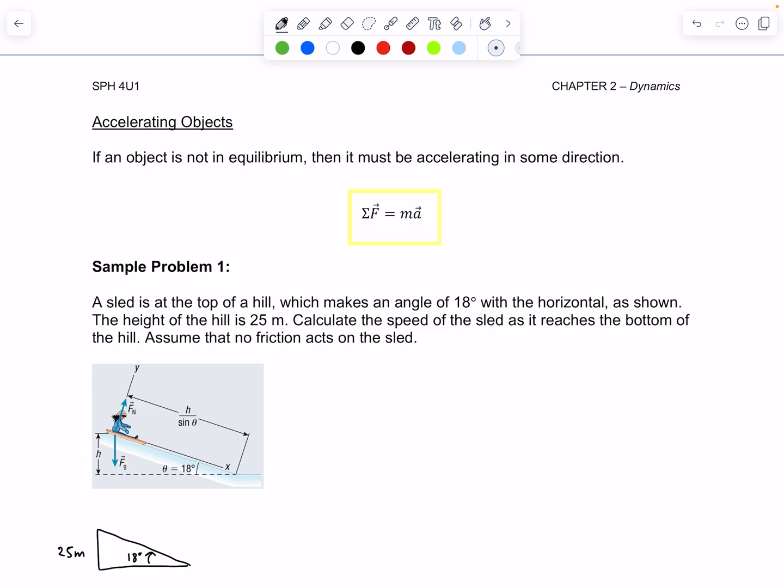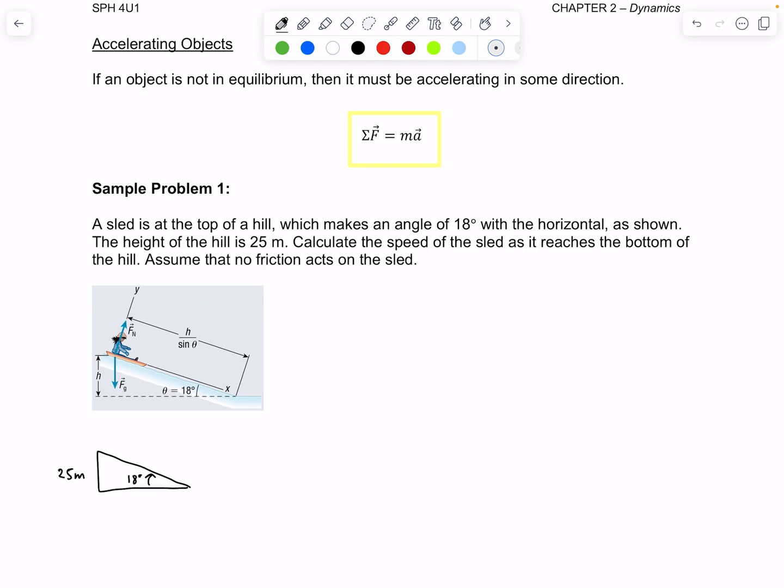All right, first I want to examine that the height of the hill is 25 meters and we have an individual on a sled. This individual will slide down this distance, and we want to find the speed as it reaches the bottom. The distance it will travel, this distance here, we can calculate by using the angle, 18 degrees, the opposite of that angle, 25 meters, and the hypotenuse, delta D.